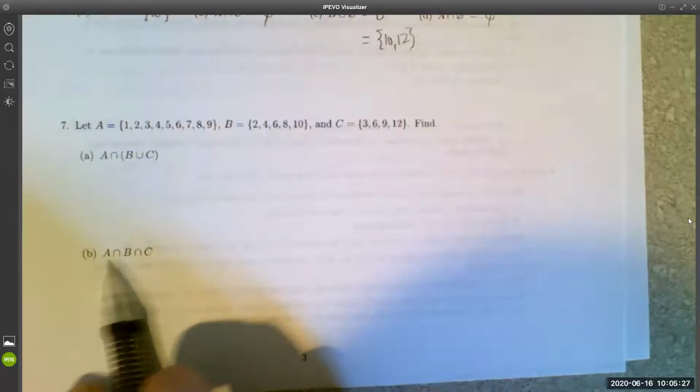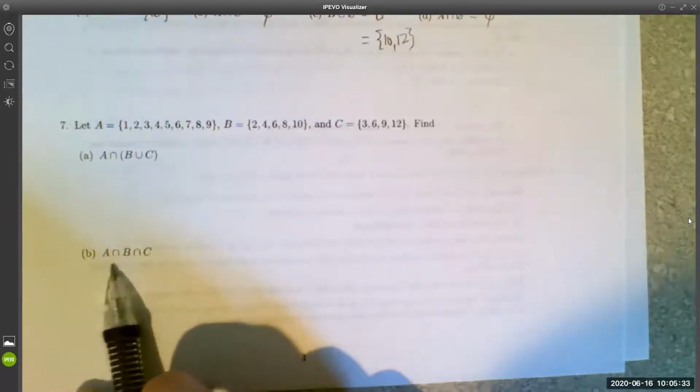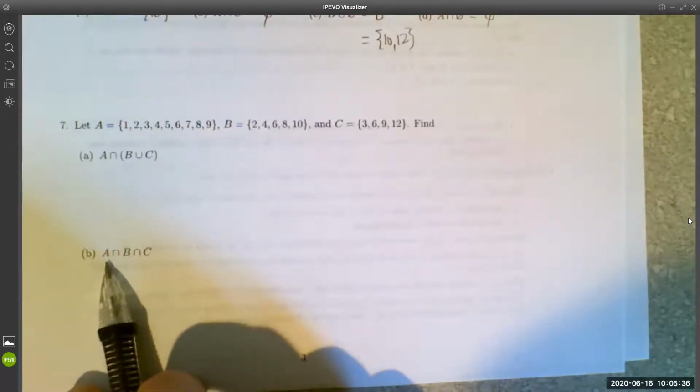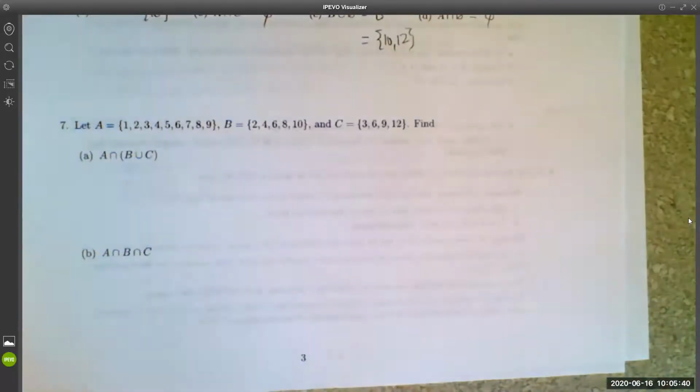So you do this intersection first, and then once you've done that intersection, do the next one. I suppose you could also just look at it all at the same time and just look for the numbers that A, B, and C have in common, right? But anyway, go ahead and pause the video, see if you can work these ones out.